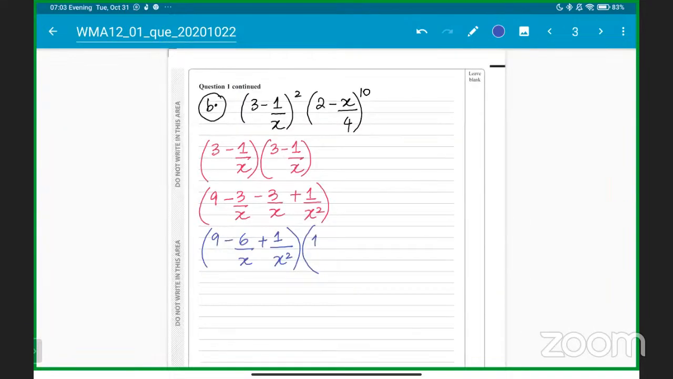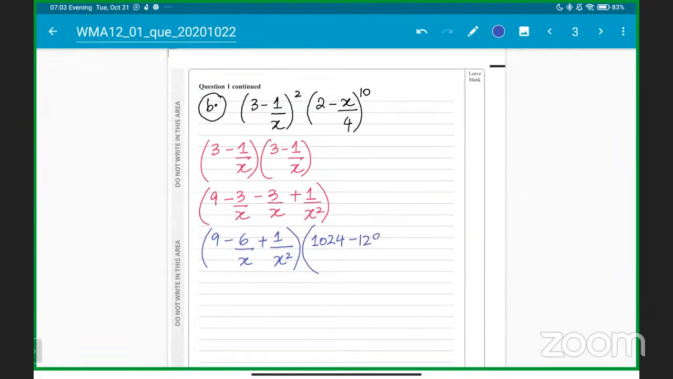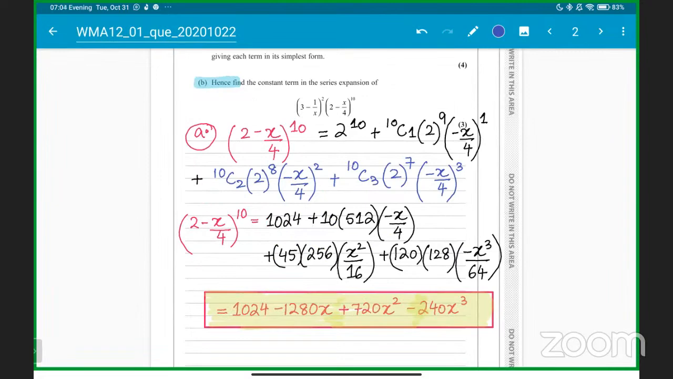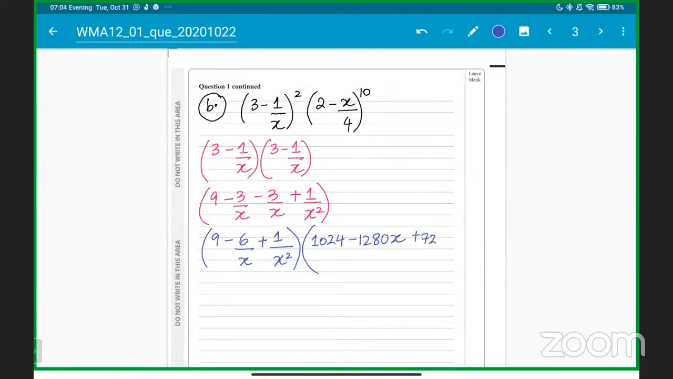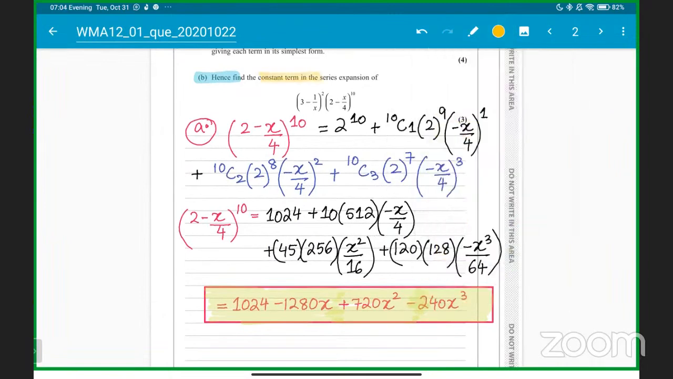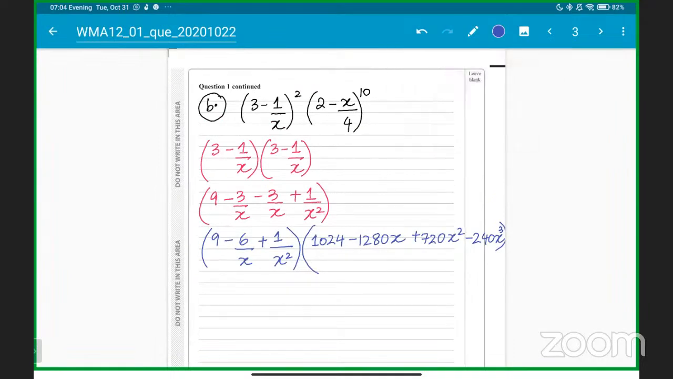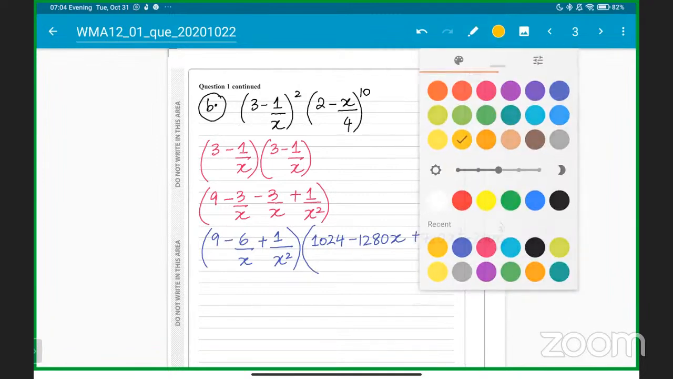Okay, so here we go. 1024 minus 1280x, you have to copy from beneath, plus 720x square. But this one is easy, okay? This is in front of you directly because you have done the previous question. And minus 240x cube. So now, because it says that you have to find the constant term, you need to find the value where x is power 0. So you'll have to multiply, thinking very carefully which number to multiply with which bracket to get the perfect answer.